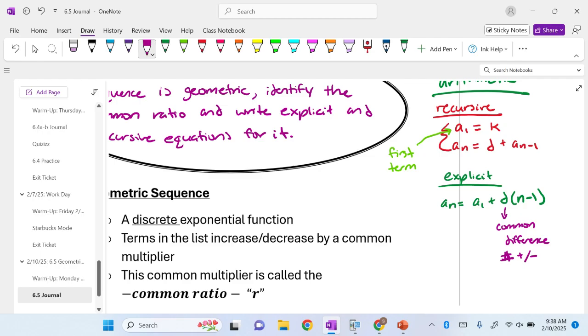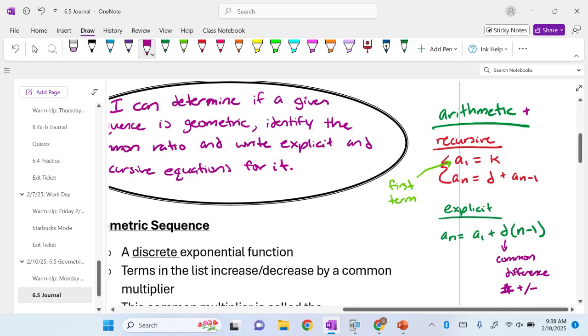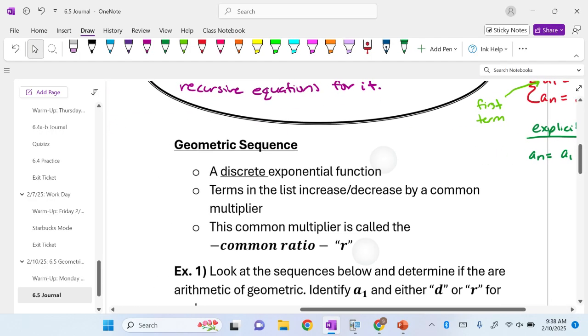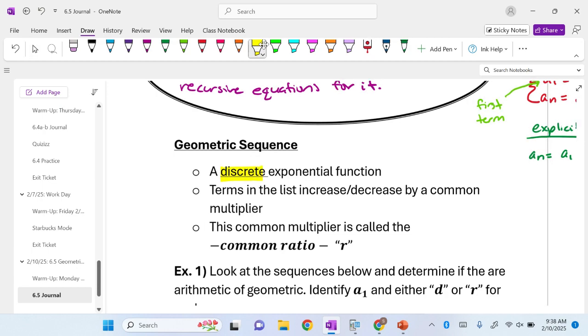That's an arithmetic sequence, just a very quick review. With arithmetic, you are adding or subtracting a number to get to the next. Geometric is different. A geometric sequence is a discrete exponential function, and all discrete means is that they're counting numbers. If we were to graph it, it'd just be a bunch of points. The terms in the list increase and decrease by a common multiplier, and that common multiplier is called the common ratio, or your r value.